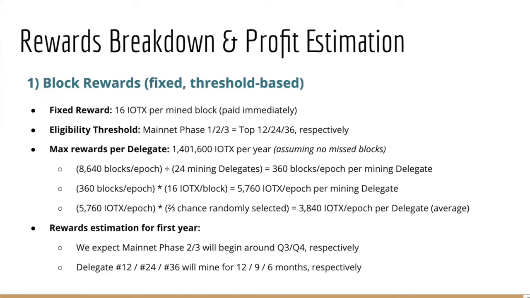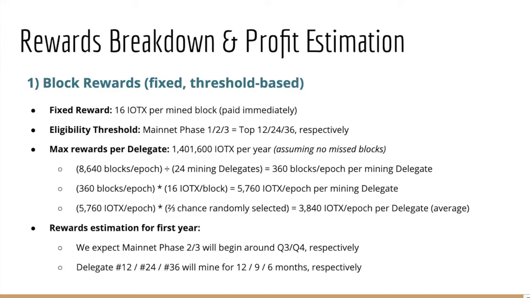Based on the fact that the chance that a delegate would get selected to receive this 5,760 IoTeX per epoch is 2/3, that means on average, every top 12 delegate for now will get 3,840 IoTeX per epoch on average. That's built into the profit calculator, which you can review for yourself.